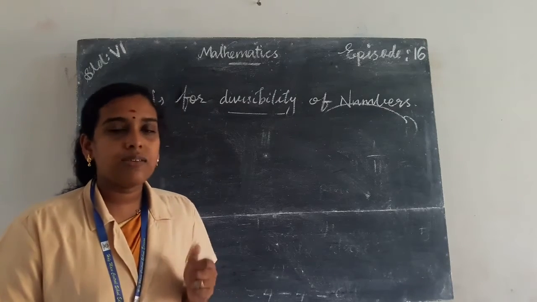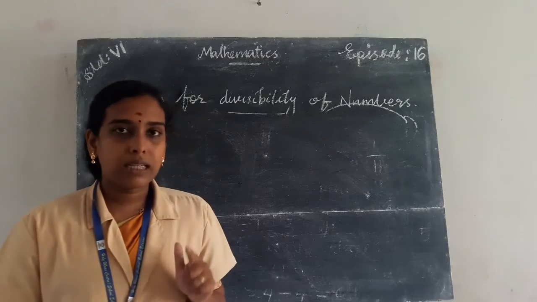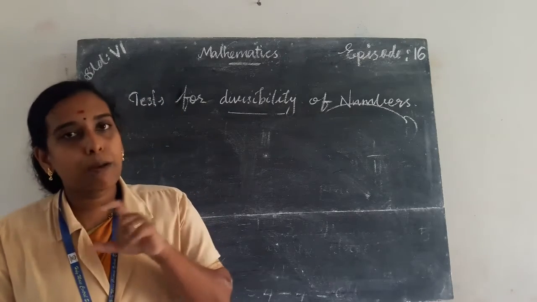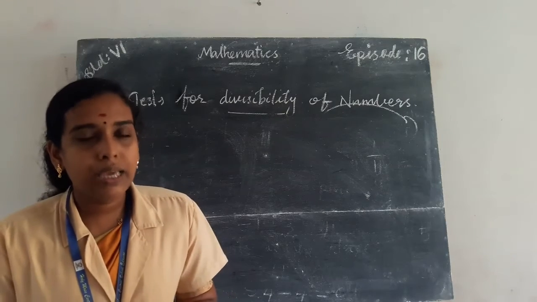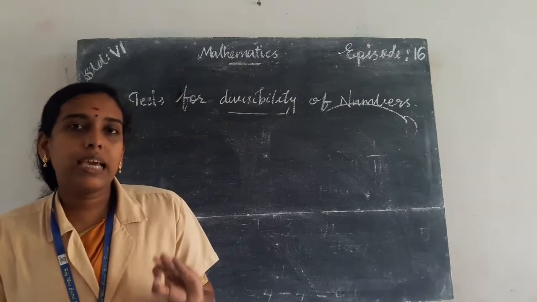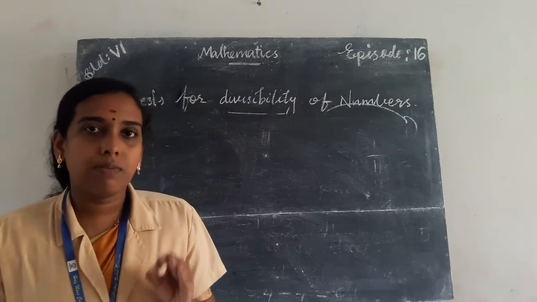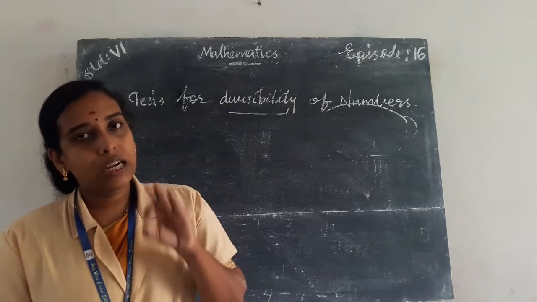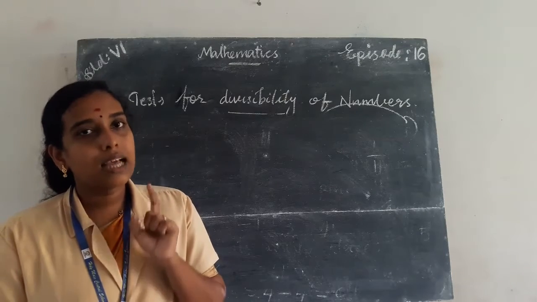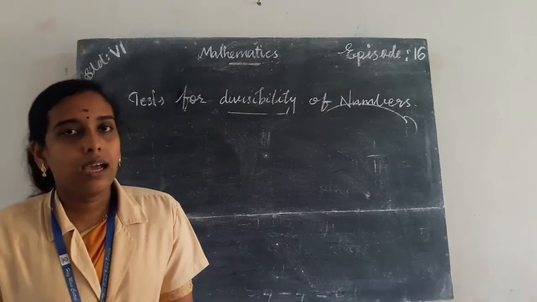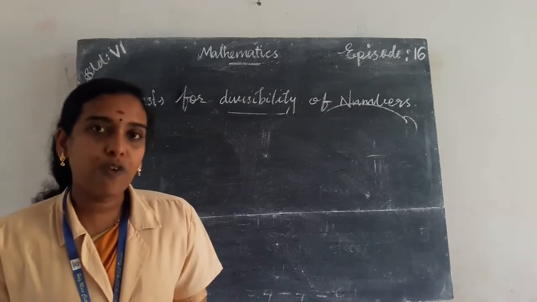And next one is divisibility by 3. Divisibility by 3 means we take the sum of digits of a given number. If the sum is a multiple of 3, then we can say that the whole number is divisible by 3. And next one is divisibility by 4.